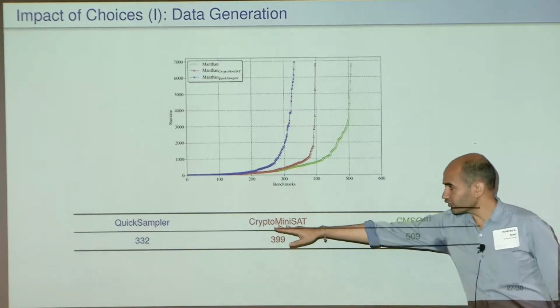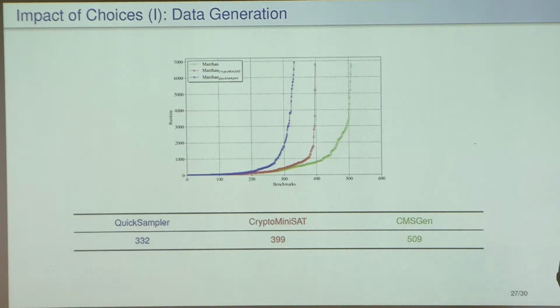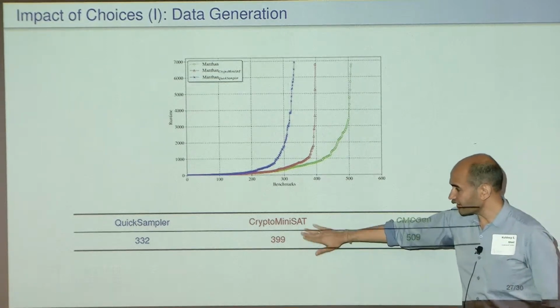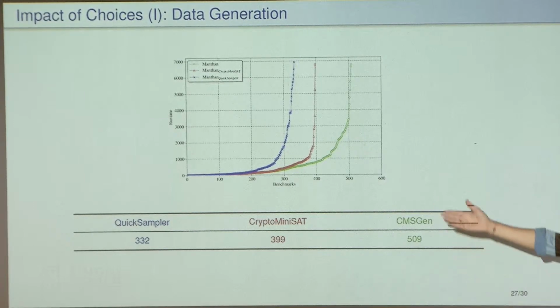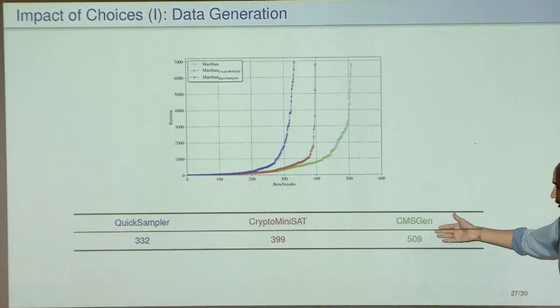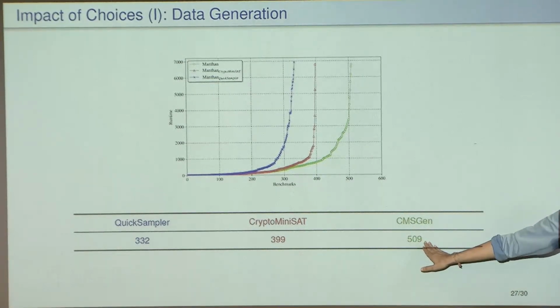So here I'm showing comparisons where you take the same tool and all you do is replace the different samplers. So CryptoMiniSat is a SAT solver. You can use a SAT solver as a poor man's sampler, just ask it to generate more samples. QuickSampler is another sampler that does not have guarantees. And CMSGen is a sampler that we developed along the way because others weren't scalable enough. So you can see that the samplers affect quite a bit what we are able to handle.